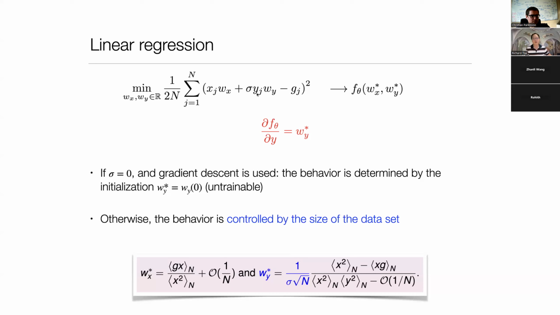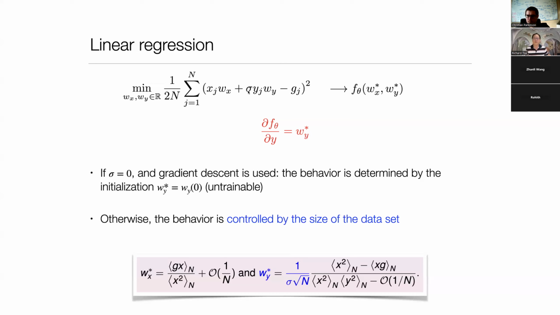You see that for any positive sigma, there's actually a unique solution: w_y star is uniquely determined. But when sigma equals 0, you cannot formally solve this problem, because there is more than one solution. Any w_y will work, because it's always multiplied by 0.